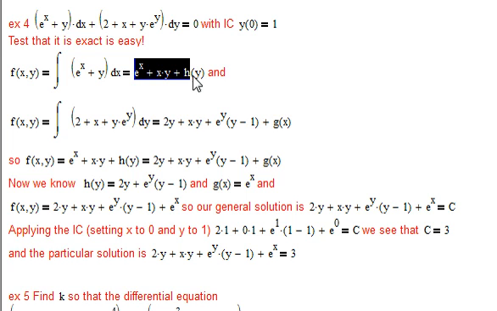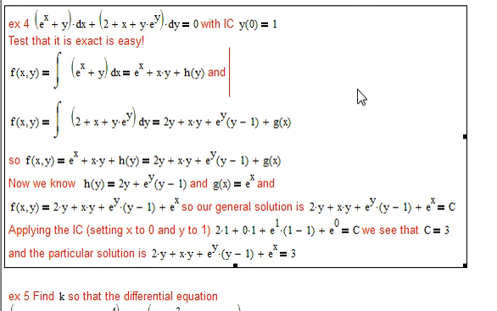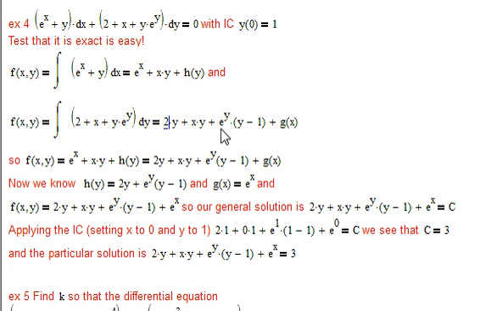So we know that this function and this function have to be the same. So we just need to figure out what the constants are. Well, this h of y has to pick up this 2y term and this whole e to the y times y minus 1 term. And this constant has to pick up the e to the x term. And so here's what we have. F of x, y is 2y plus xy plus this term we had to pick up for the y part, and then this e to the x part. So our general solution, 2y plus xy plus e to the y times y minus 1 plus e to the x equals c.